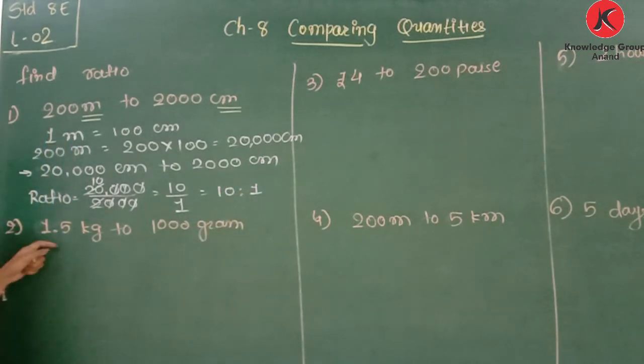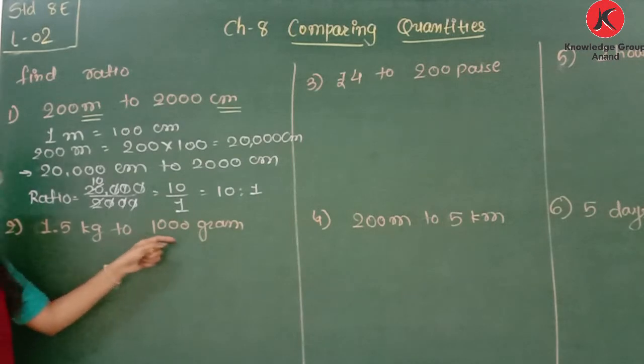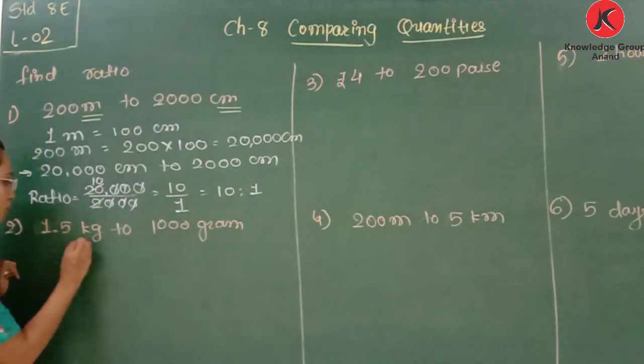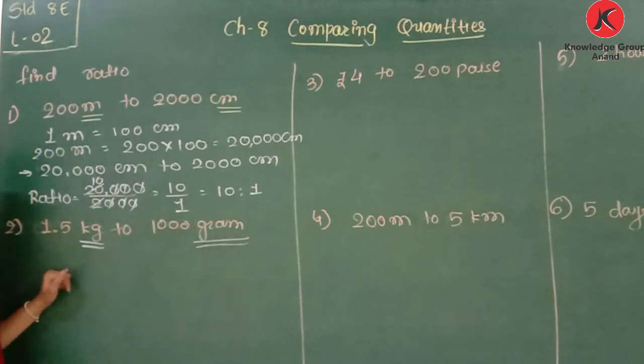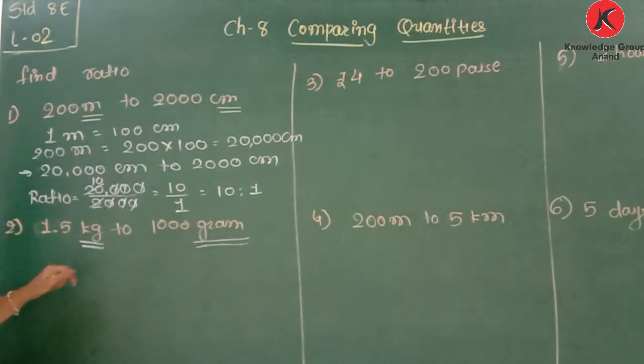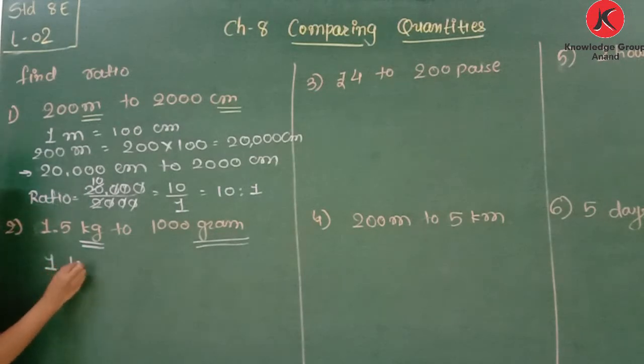Now the next one, 1.5 kg to 1000 gram. So here you can see this unit is in kg, kilogram, and this unit is in gram. So which unit is bigger? Kg. So we will convert kg into gram. Now 1 kg is equal to how many grams? So 1 kg is equal to 1000 gram.